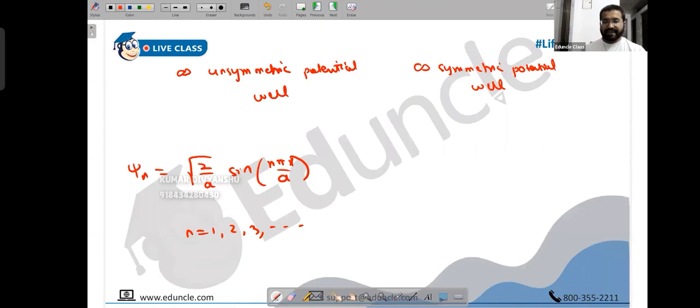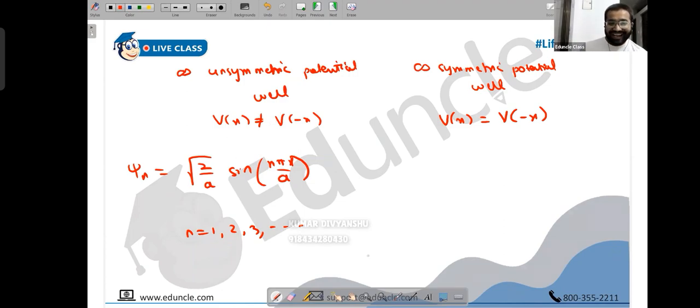Let's understand another thing. Unsymmetric does not mean anti-symmetric. That's different. Symmetric means V of x is equal to V of minus x. Unsymmetric means they are not equal, that's it. But what is the meaning of anti-symmetric? That there is equality, but with a minus sign. Un is not anti. Anti-symmetric would be where V of x is minus V of minus x. So write it very clearly: unsymmetric is not anti-symmetric.